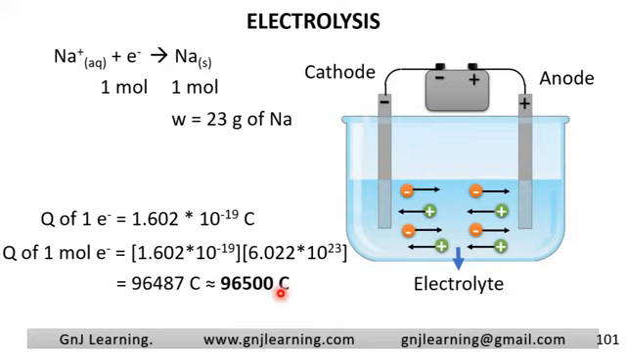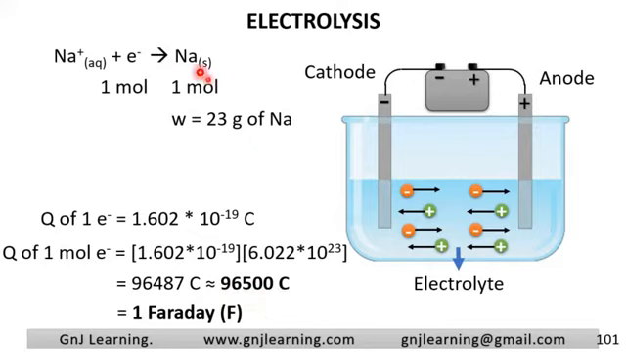Generally, this big value is represented as 1 Faraday. That is, 1 Faraday means 96,500 coulombs. Faraday, a famous scientist who contributed immensely to the field of electrolysis, is honored by giving this unit. So what is 1 Faraday? 1 Faraday is equal to 96,500 coulombs. What is 2 Faraday? 2 Faraday is 2 into 96,500 coulombs.